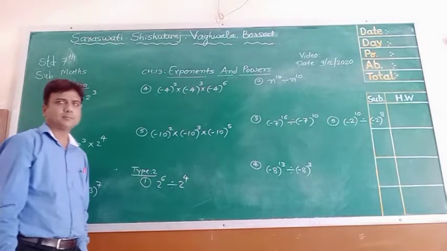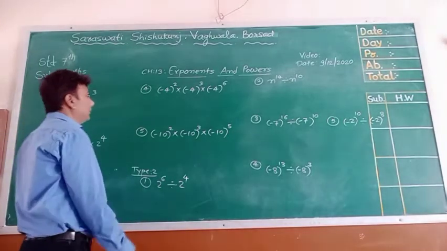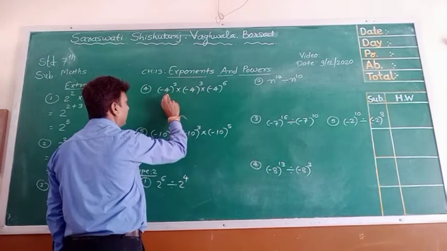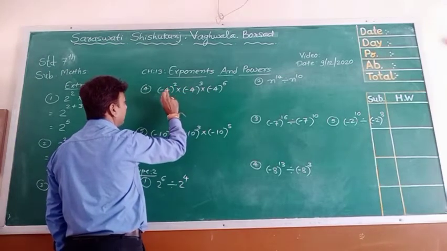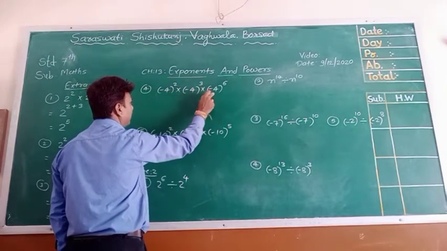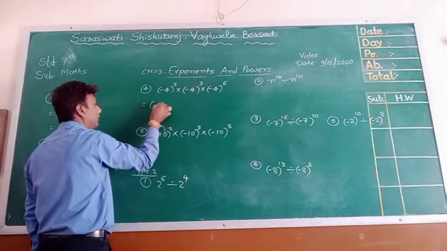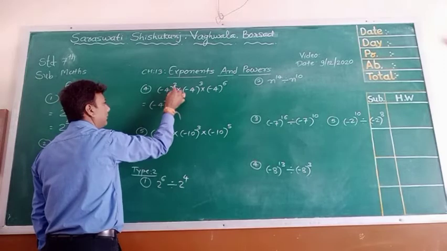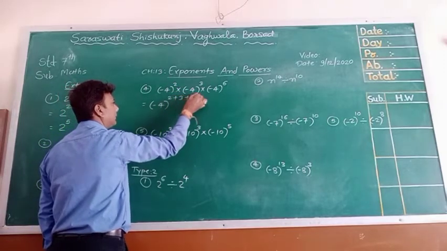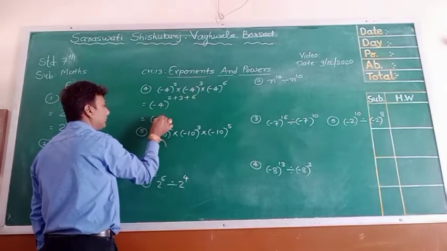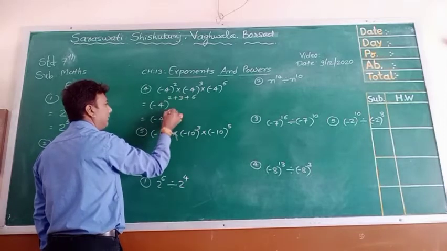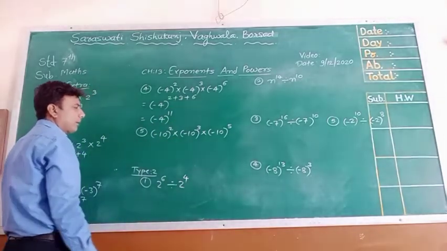Clear this? Now in sum number 4, all 3 terms have same base, minus 4, minus 4, minus 4. Relation is multiplication. Simple, we will add those powers, 2 plus 3 plus 6. 6 plus 3 is 9, 9 plus 2 is 11.